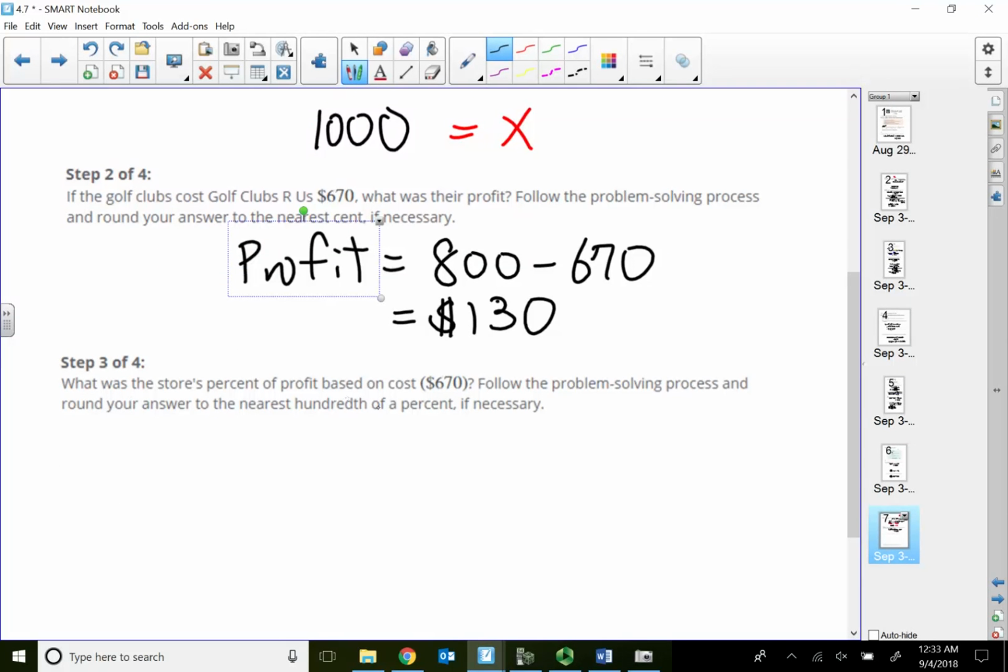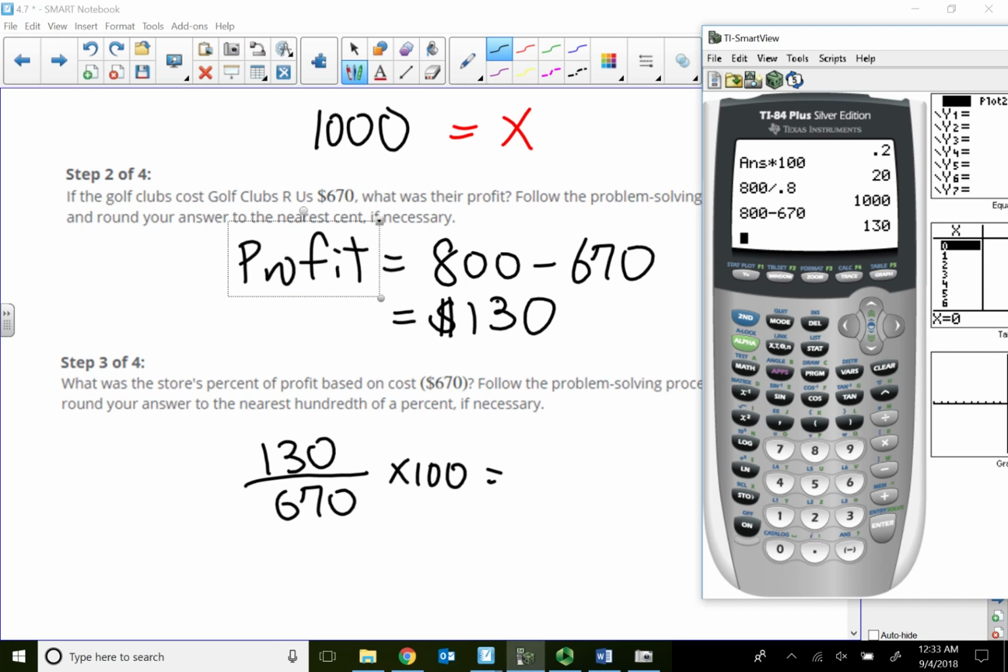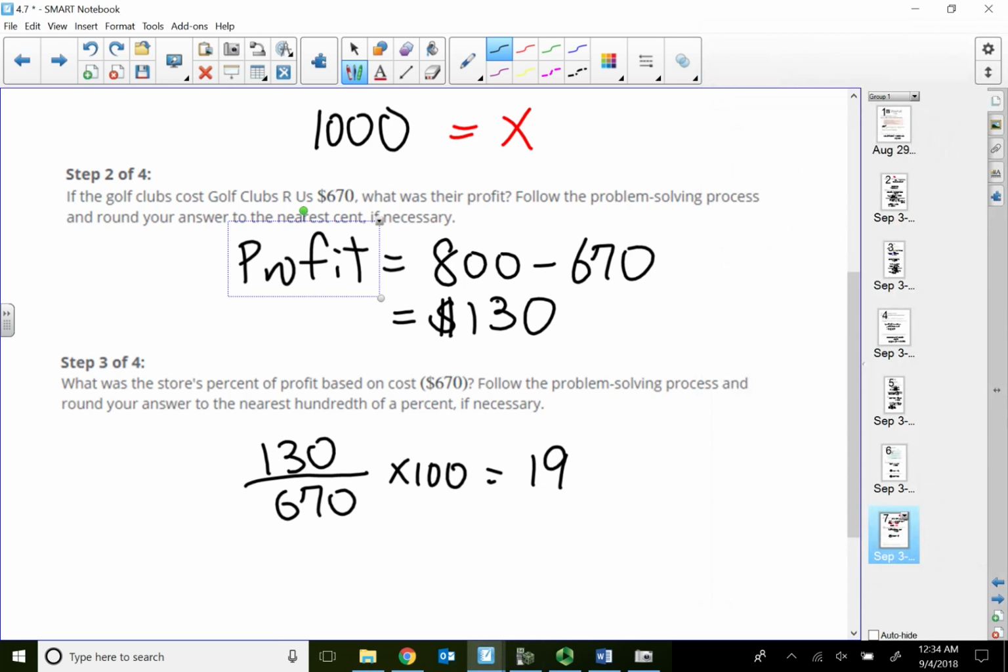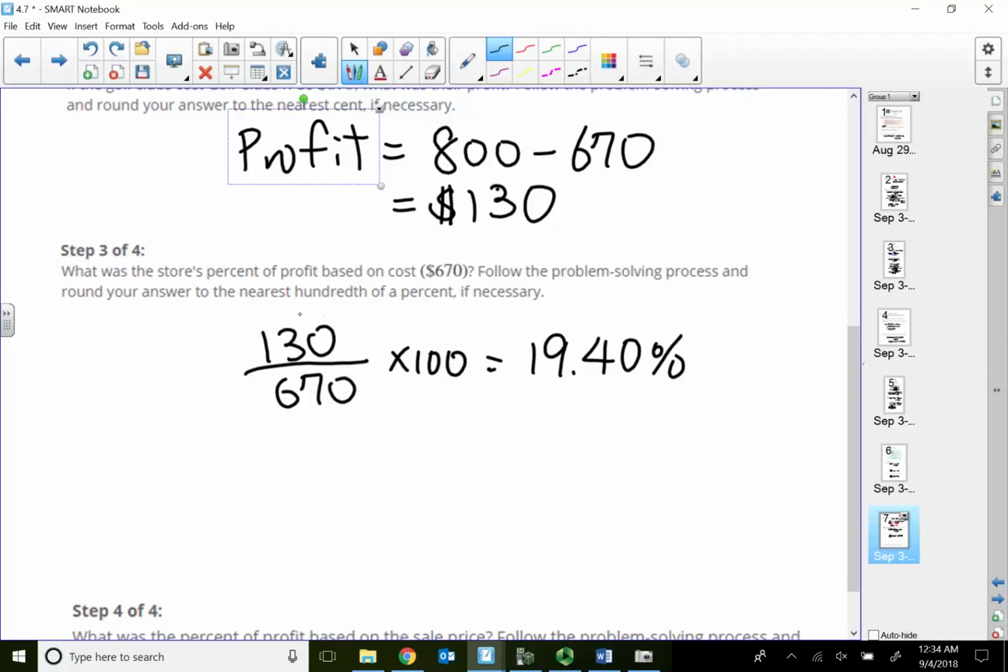What was the store's percent of profit based on the cost? So percent of profit, profit is the part divided by the whole, which is based on the cost, 670, times 100. Round to the nearest hundredth. The profit was 19.40% profit. I have to put a 0 here because the problem wants me to round to the nearest hundredth, so I have to show the hundredths place.